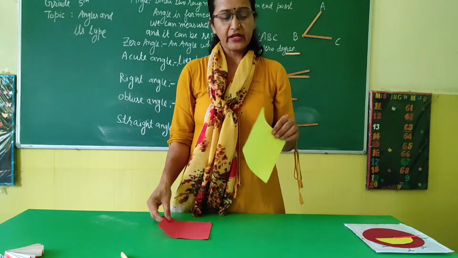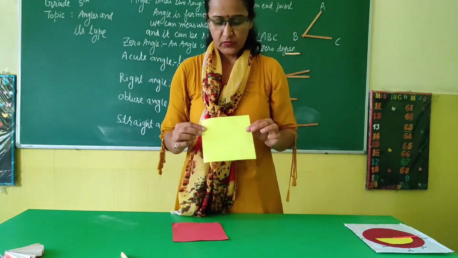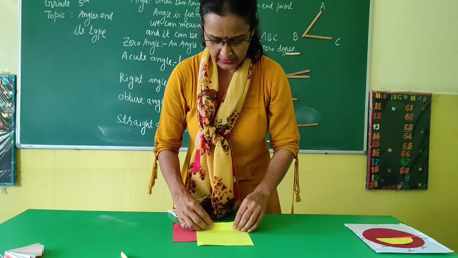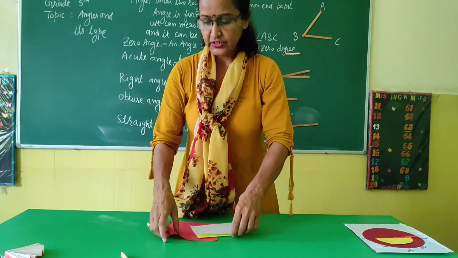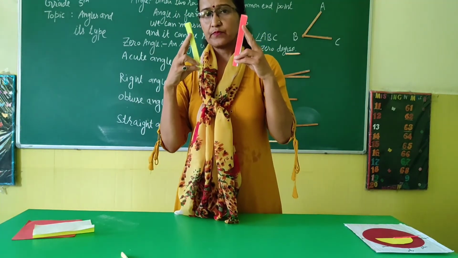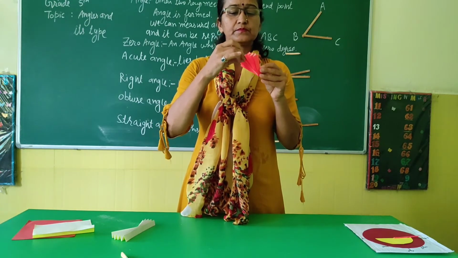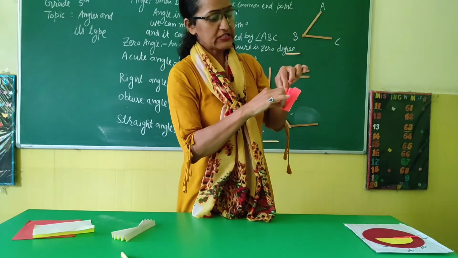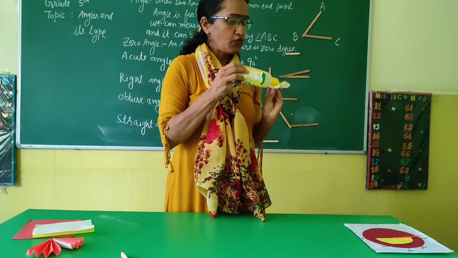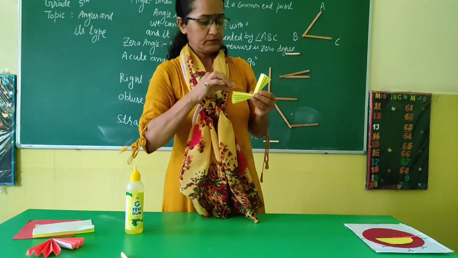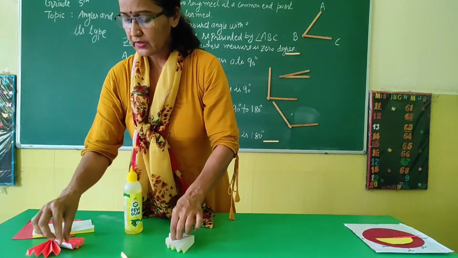This is the second activity. You have to make a fan with the help of two papers and two ice cream sticks. Now you have to fold the paper like this. Now join these, paste both these internal sides with the help of gum. You have to paste both these papers.